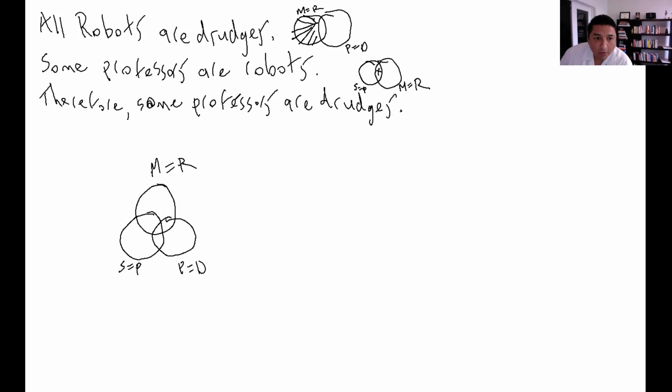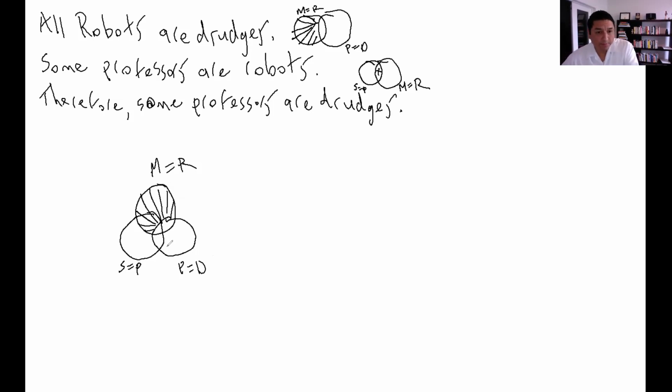So all robots are drudges would require us to put all the robots right along that exist with the drudges. So they would exist in these 2 sectors, right? And then you would go ahead and shade that out. And then, okay, so that's the information in the first premise, information in the second premise. There exists at least one professor that is a robot.